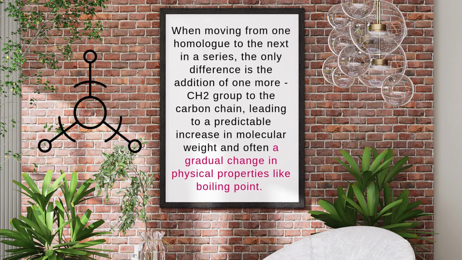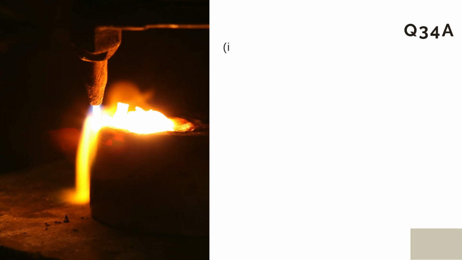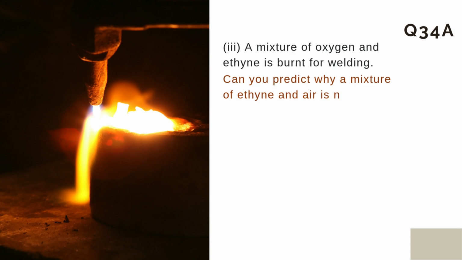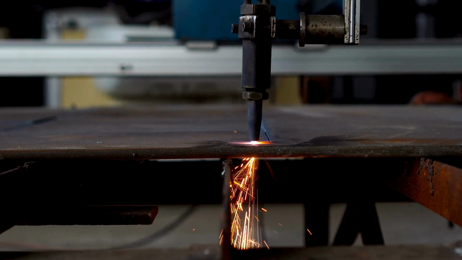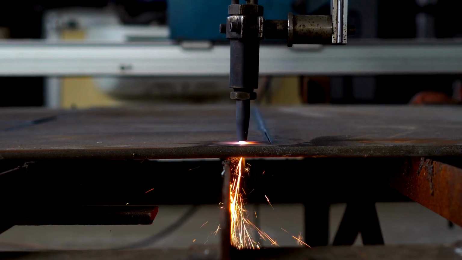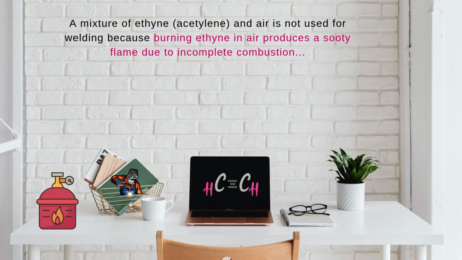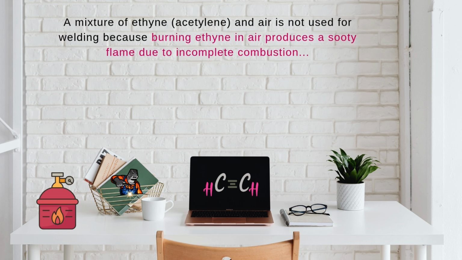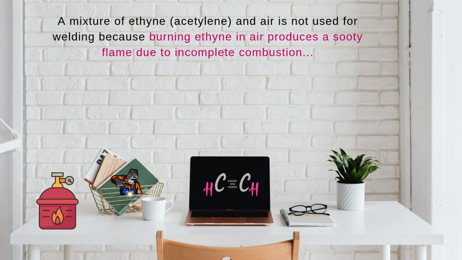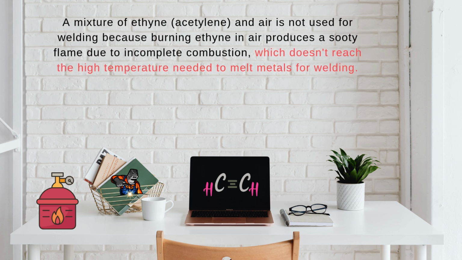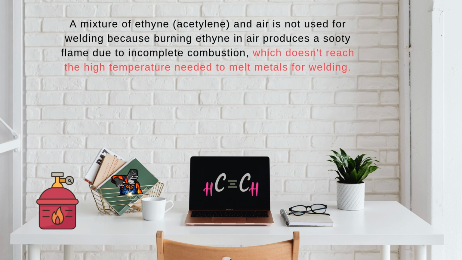Interesting, right? Now, the last part of the question is a mixture of oxygen and ethyne is burnt for welding. Can you predict why a mixture of ethyne and air is not used? Well, a mixture of ethyne, that is acetylene, and air is not used for welding because burning ethyne in air produces a sooty flame due to incomplete combustion, which doesn't reach the high temperature needed to melt metals for welding.